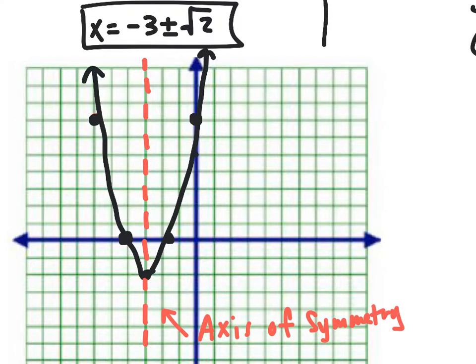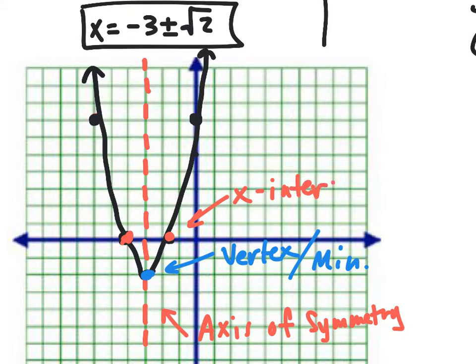Okay, this point down here is my vertex/minimum. And then these points here are my x-intercepts. And then this point here is my y-intercept. Okay, and that's what we got. All right, let's take a look at the next one.